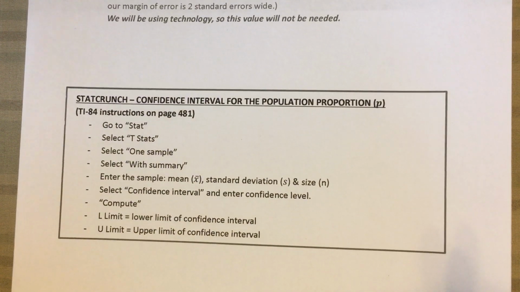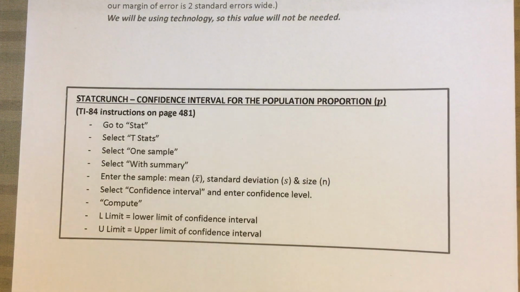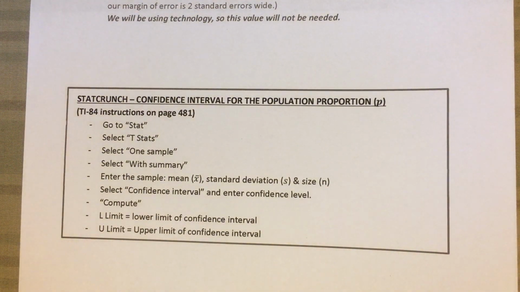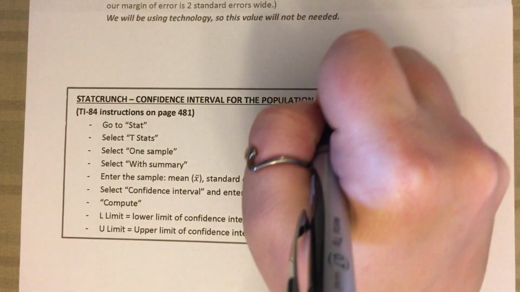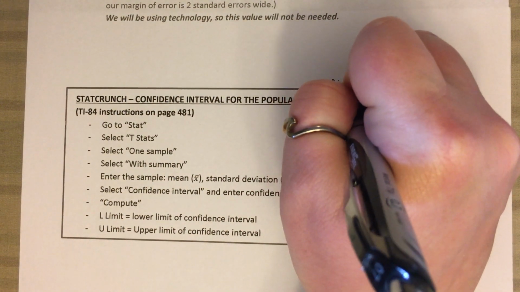Then we're going to go into StatCrunch, and we're going to do something very, very similar to what we've done before, but in sections 9.3 and 9.4, we're going to use a slightly different test for these. So we're going to find our confidence interval, and there is one typo here. This should say for the population mean.